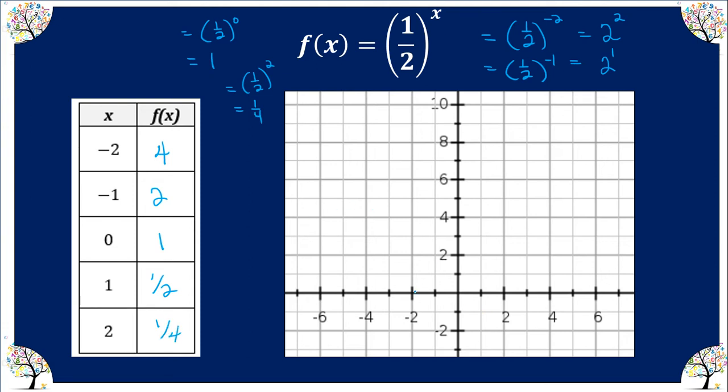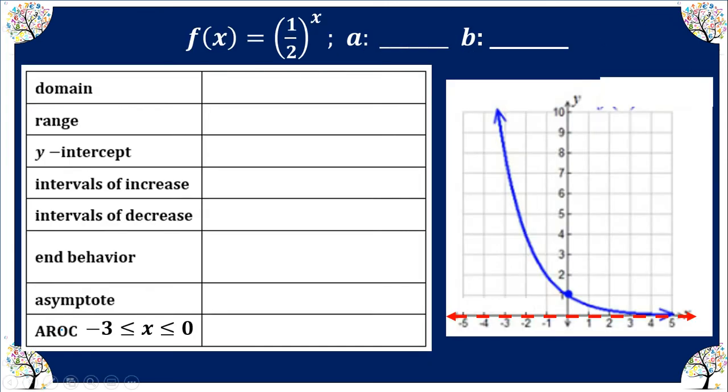So we have -2, 4. We have -1, 2. Our y-intercept, 0, 1, and 1, 1/2, and 2, 1/4. And this time we have a decay. So our graph has an interval of decrease. It never touches or crosses our asymptote here, y equals 0. So again, this has an A value and it's the understood 1.